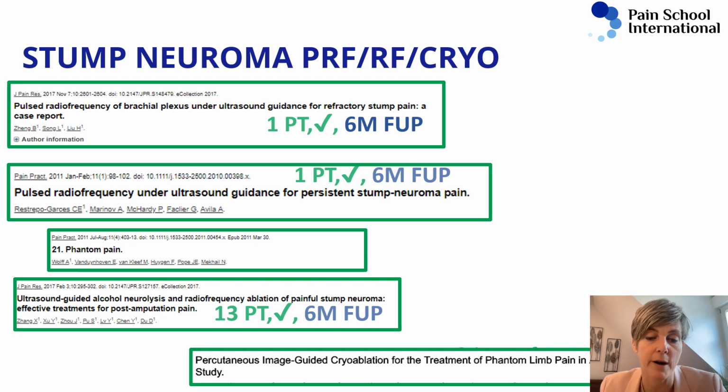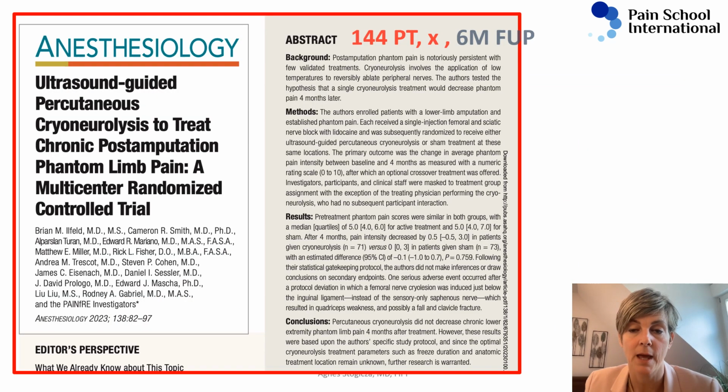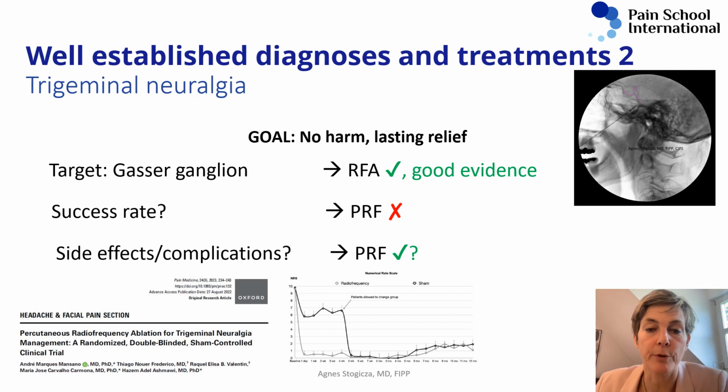If you look at the evidence, again, it turns out we don't have many, neither for PRF, for RF, or for cryo, only case studies, case reports, case series. This is probably the biggest one, phantom limb pain, 21 patients, 6 months follow-up. And this is a negative study, larger number, did not make any difference for phantom limb pain, the cryoneurolysis.